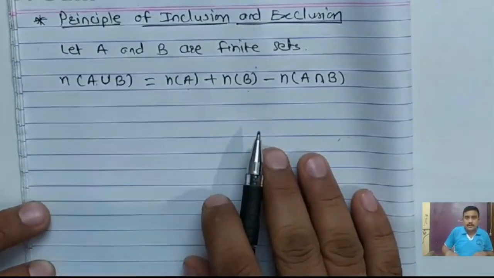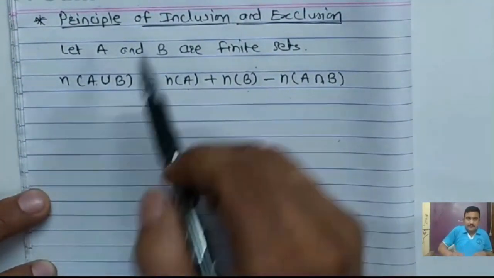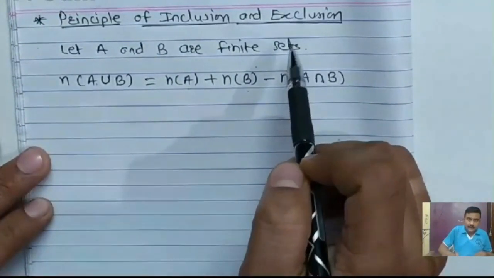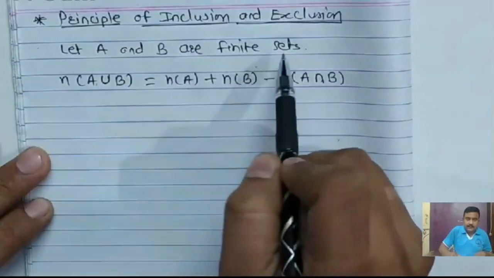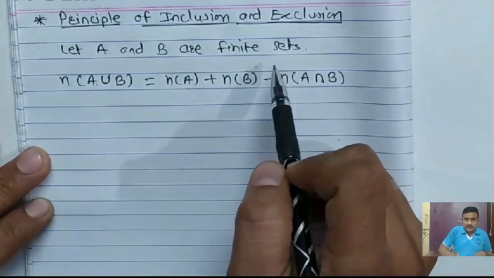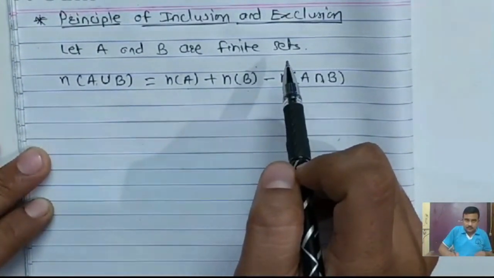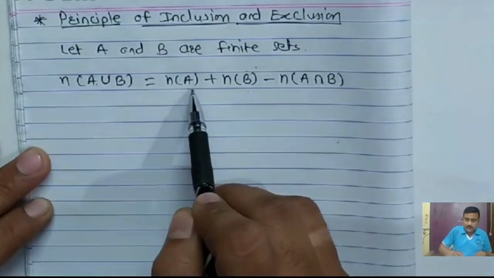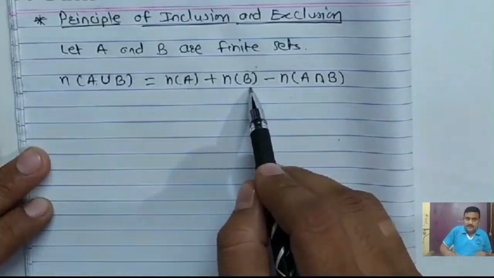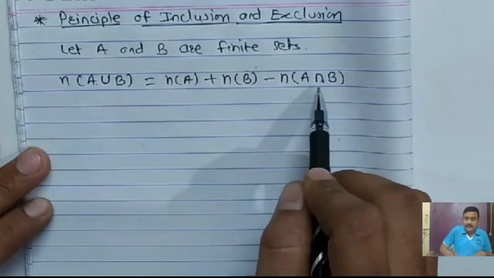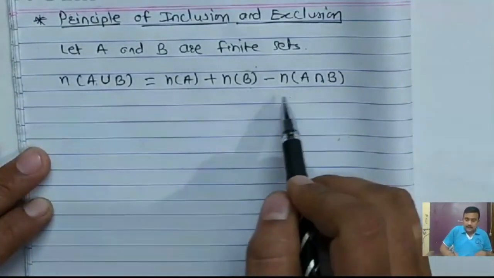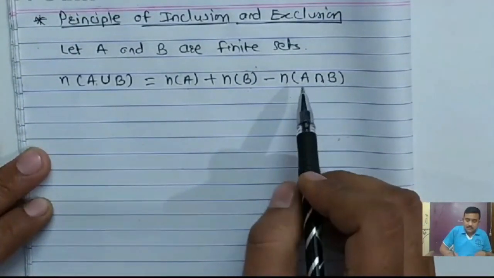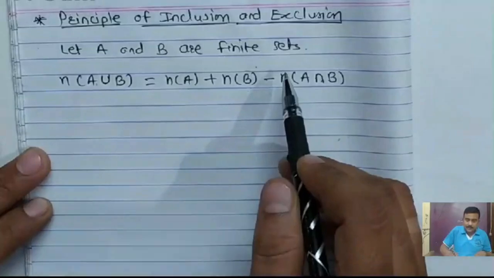Hello students, today we are going to learn the principle of inclusion and exclusion for two sets. Let A and B be two finite sets. Then by the principle of inclusion and exclusion, we can write the number of elements in A union B equals the number of elements in A plus the number of elements in B minus the number of elements in A intersection B. The number of elements in A intersection B represents the elements which are common in both sets.